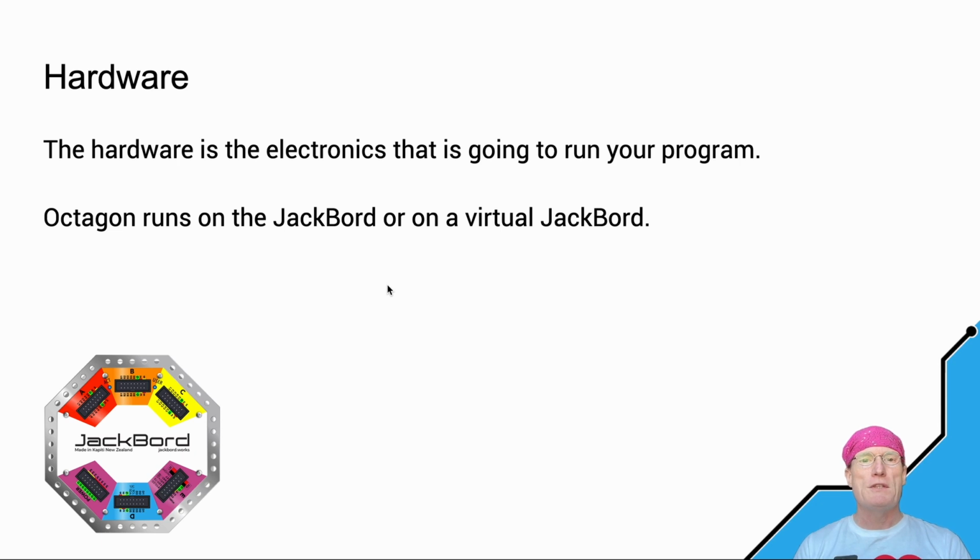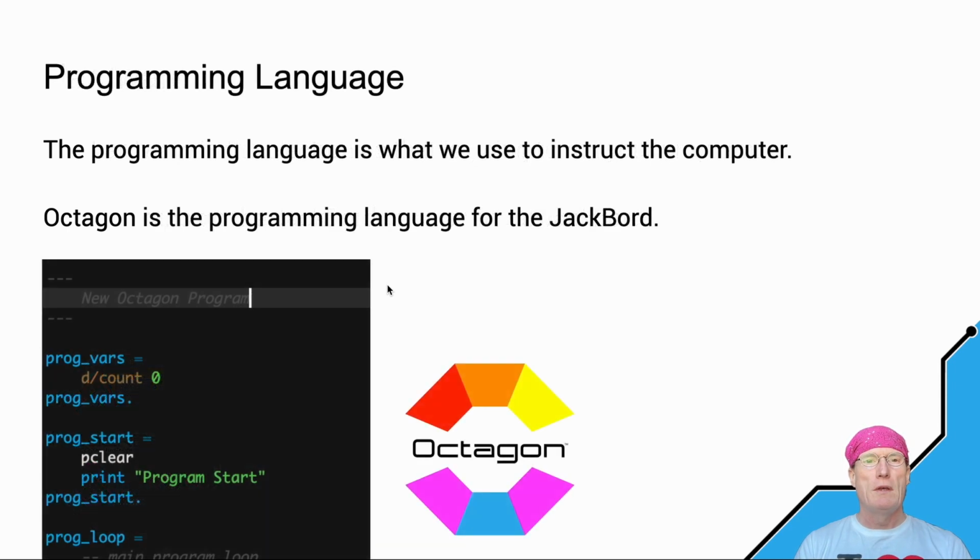So the first one is the hardware, and this is the electronics that will run your program. As I said before, in our case, it's the JackBord. So this is what will run the program, and Octagon runs on the JackBord. The second thing we need is a programming language that your hardware understands. In our case, it's the Octagon programming language, and this is the language that we'll use to tell the JackBord what we want it to do.